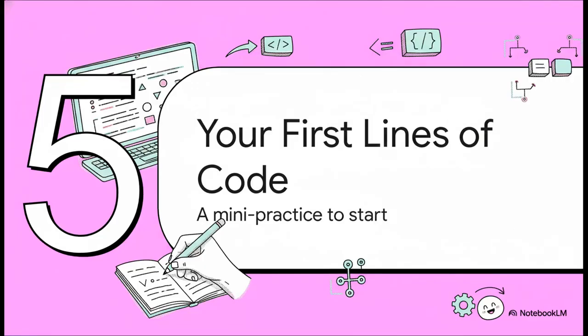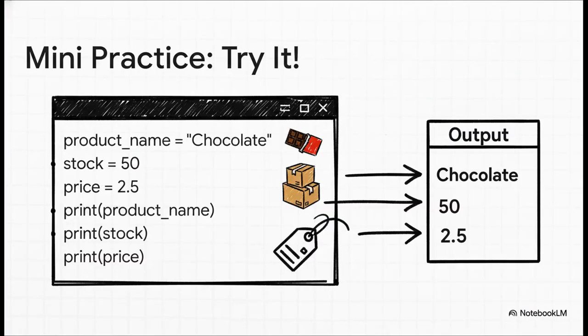The absolute fastest way to learn programming is by doing it, by getting your hands dirty. So, it's time to put all this knowledge into practice and write some code for real. I really want you to do this. Pause the explainer, open up a Python environment, and type this out line by line. Create a string for the product name, an integer for the stock, and a float for the price. Then, use the print function to actually see what you've stored. Go on, give it a shot.